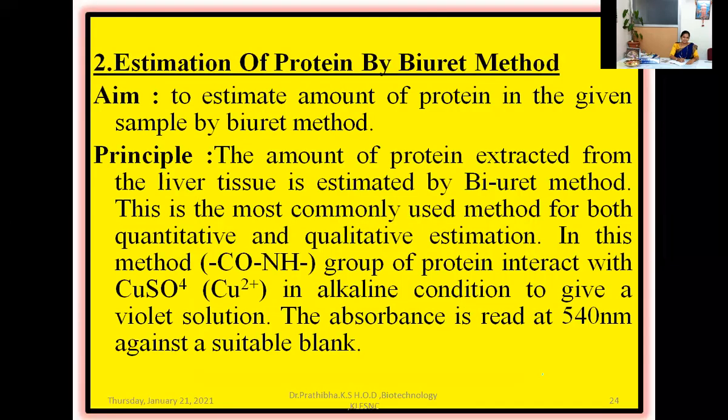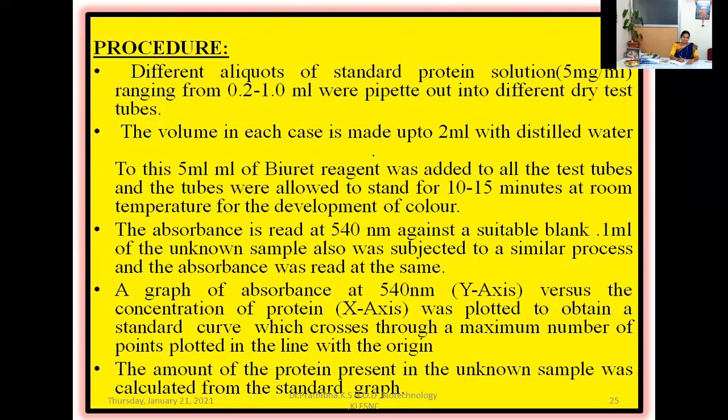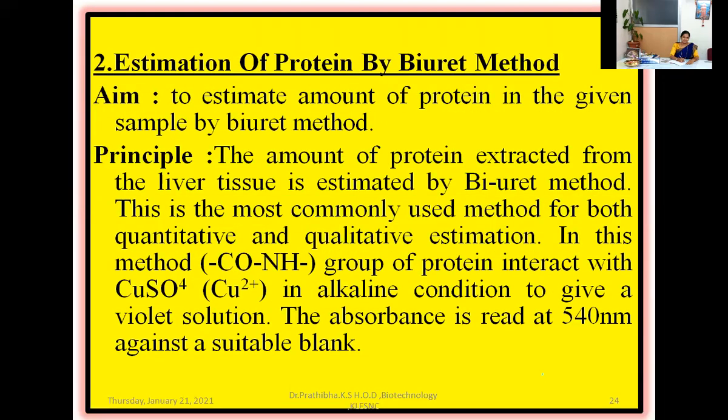Okay, now let us go to the estimation of protein by biuret method. Aim of the experiment: to estimate the amount of protein in the given sample by biuret method. So the principle is very important. You must write the principle here. The amount of protein extracted from the liver tissue is estimated by biuret method. This is the most commonly used method for both quantitative and qualitative estimation.